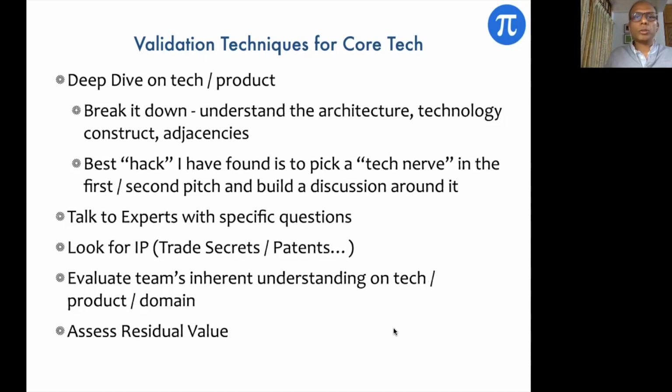Any other questions on core tech validation? So, quick question on Agnikul, Manish. The IP, is there a lot of process-related IP as well? 3D printing, sure, but maybe the way they put it together, etc. Just to be clear, 3D printing is not their IP.